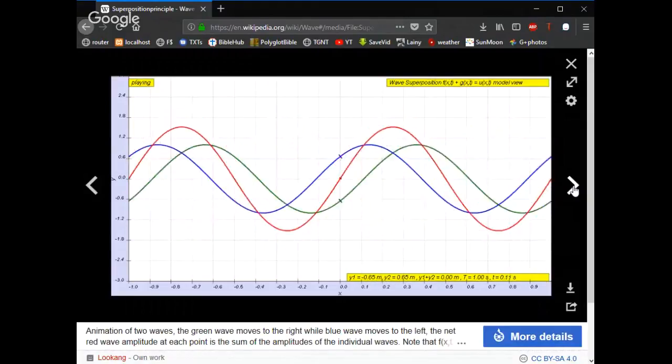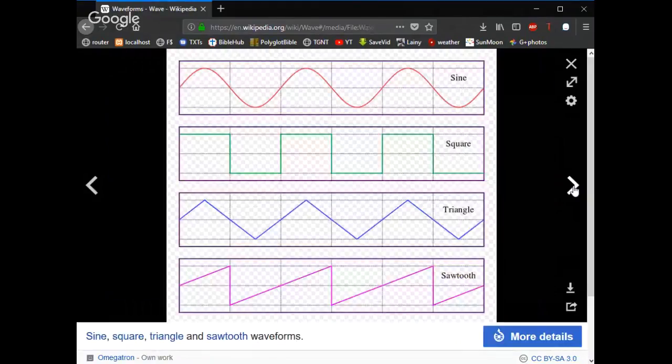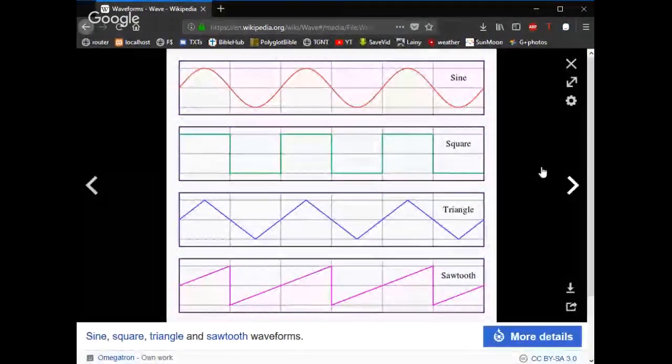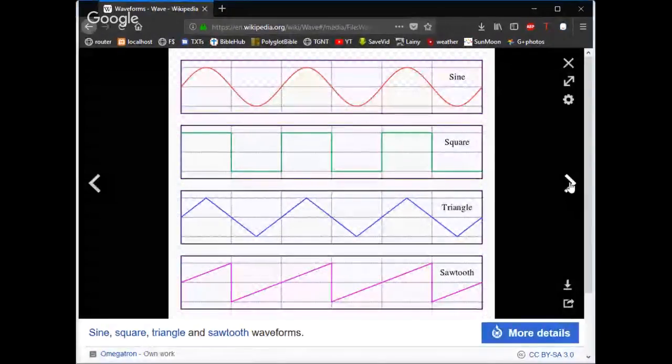Anyway, it's a really nice gift that they have here for how waves interact and how they get complicated. Then we have different shapes of waves, and these are usually not found in nature. The sine wave, the square wave is usually an electronic issue, so also with the triangle and the sawtooth. And you can hear these differences.